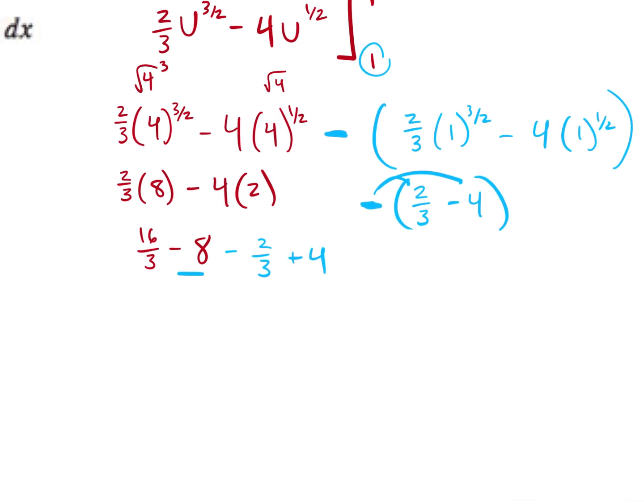From here, I'm going to add my terms with the common denominator. So 16/3 minus 2/3 would be 14/3. And then -8 plus 4 would be -4. Now I need to find a common denominator. So I'm going to multiply the top and the bottom here by 3, so make it -12/3. So 14 minus 12 would be 2/3.